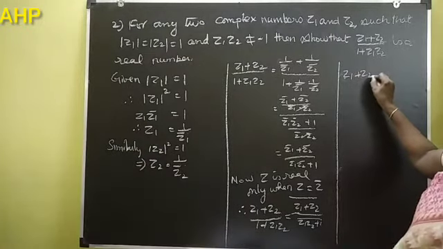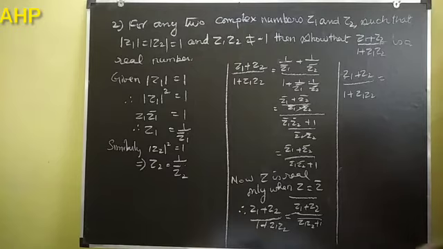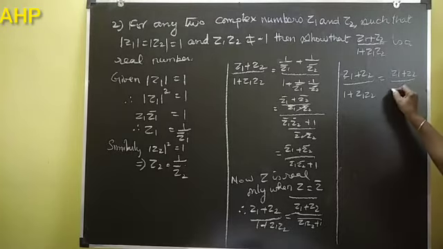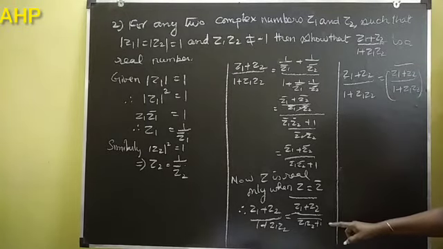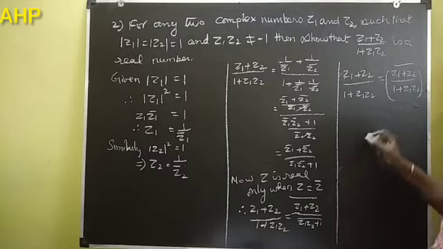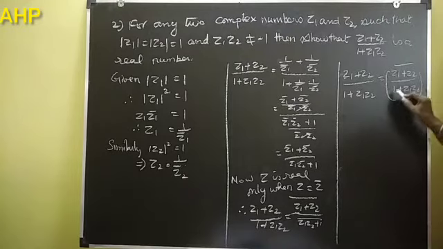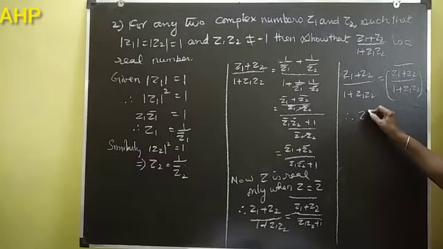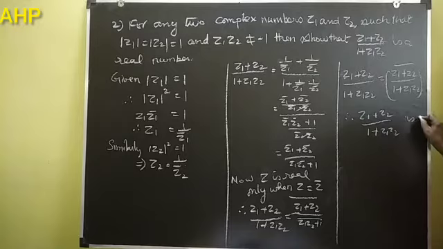So (Z1 plus Z2) divided by (1 plus Z1 Z2) is equal to, we are getting, ((Z1 plus Z2) by (1 plus Z1 Z2)) the whole bar. See, Z1 bar by Z2 bar can be written as (Z1 by Z2) the whole bar. Using that property, we can take this bar outside and rewrite this as ((Z1 plus Z2) by (1 plus Z1 Z2)) the whole bar. Therefore, (Z1 plus Z2) by (1 plus Z1 Z2) is a real number.